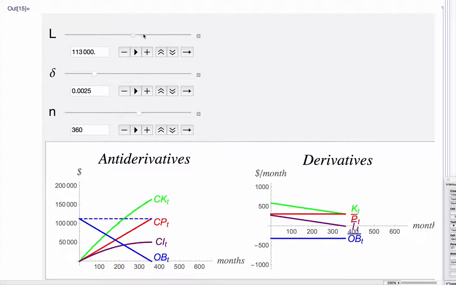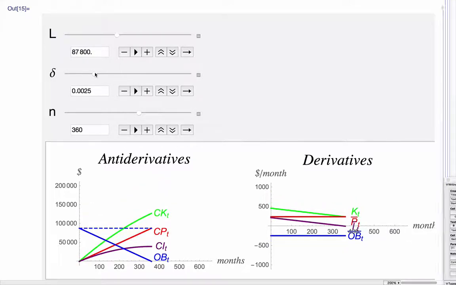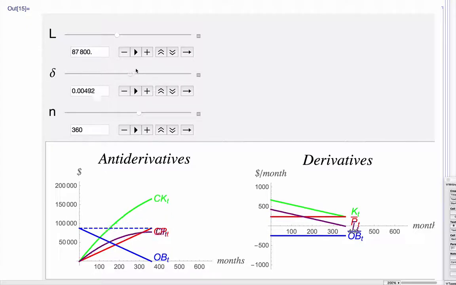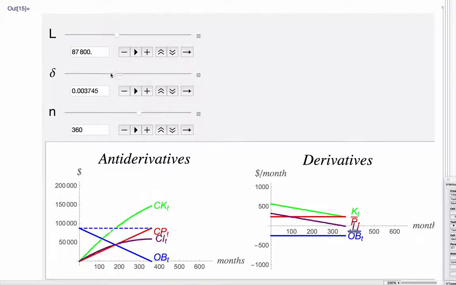Watch, I'll increase L, the graphs go up. If I increase delta, the amount of interest you pay goes up. Notice here, though, that the red and blue graphs don't change with this scheme, whereas they did with the other scheme, if delta changes. The red and blue graphs stay the same with this kind of payback scheme, but the purple and green graphs change.